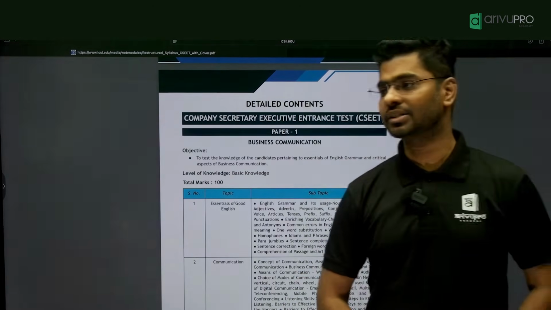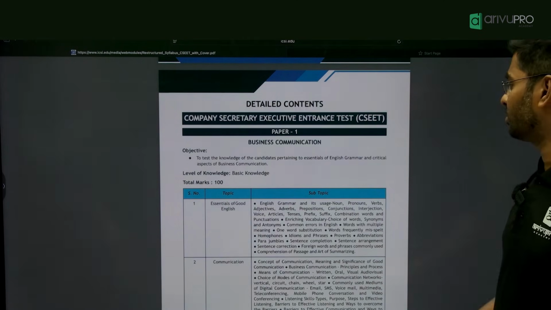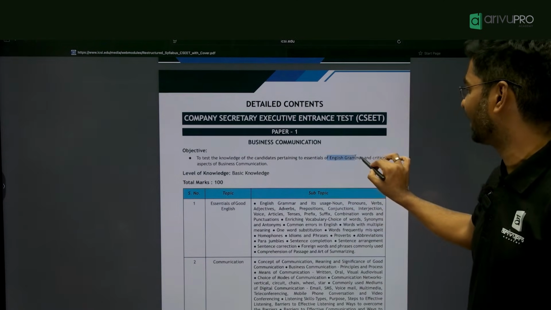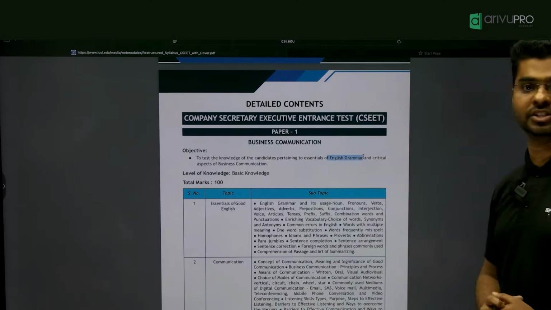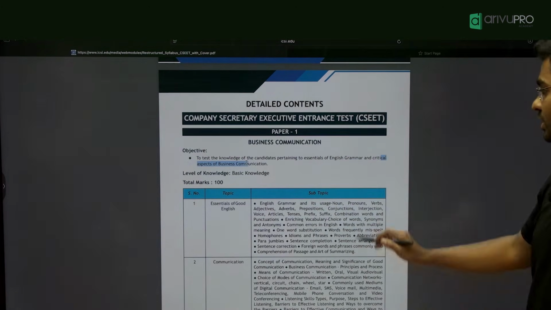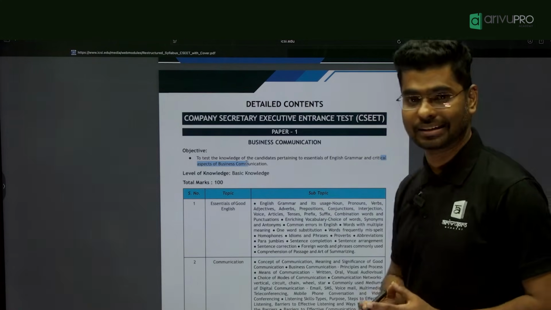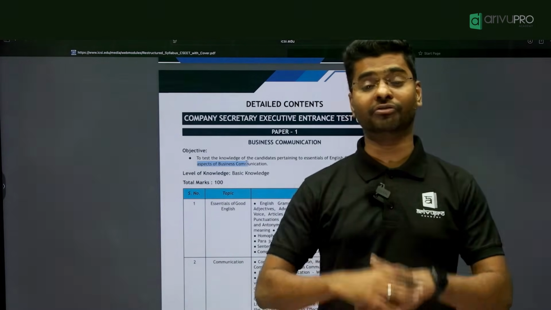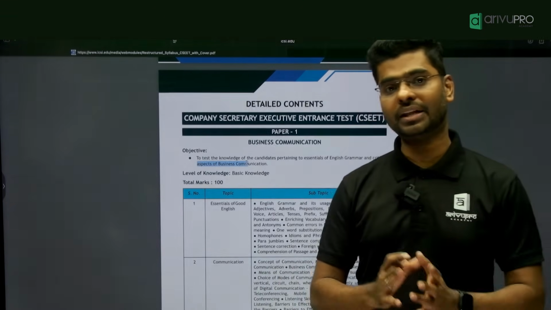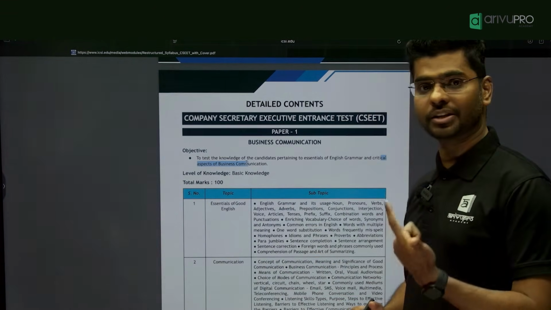Okay, now let's look into your first paper, which is business communication. Now in business communication, look into it. The target is to test you guys on the English grammar and also the critical aspects of your business communication. So these are the 2 areas. So if you look into your paper 2, CS guys have a lot of legal drafting work. So keeping that in mind, this paper has been drafted to keep communication, that is your English and your basic communication, intact.